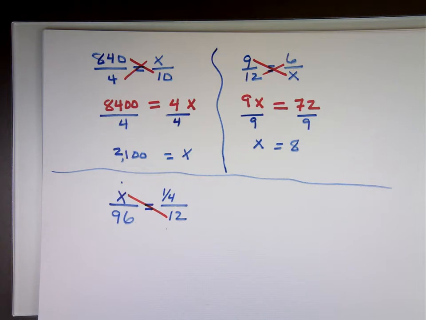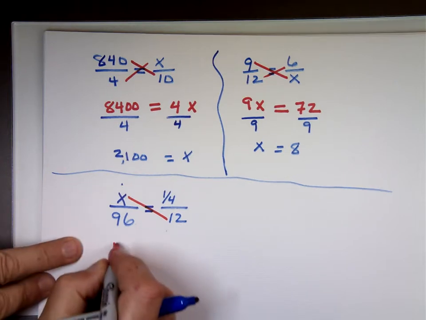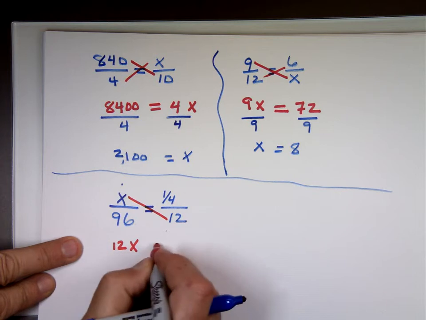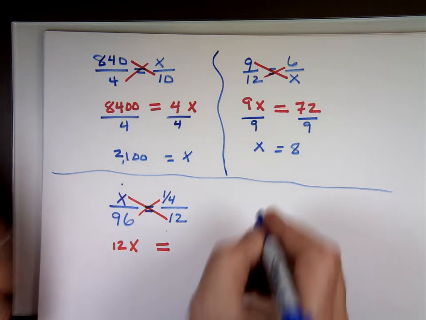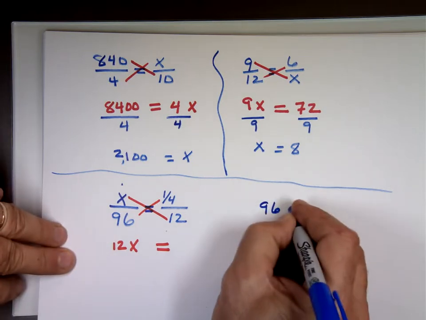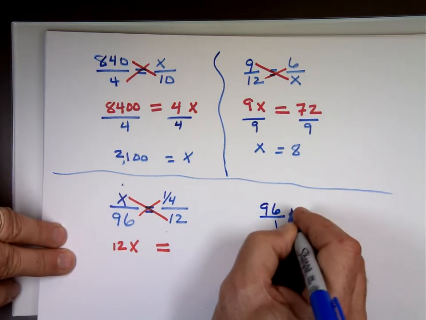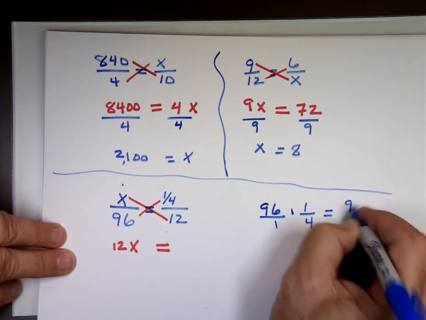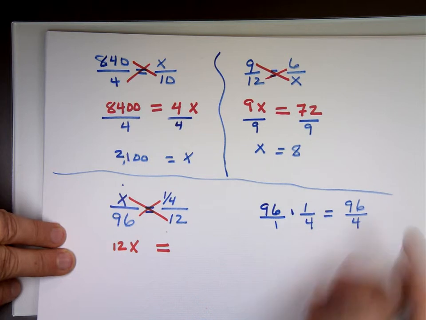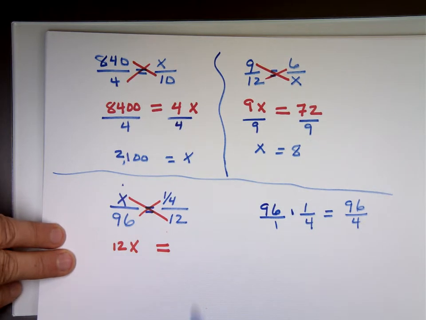So x times 12, which is what? 12x equals. I've got to multiply 96 by 1/4. Go to the side: 96 over 1, very good, times 1 over 4. So 96 divided by 4 is what? 24.